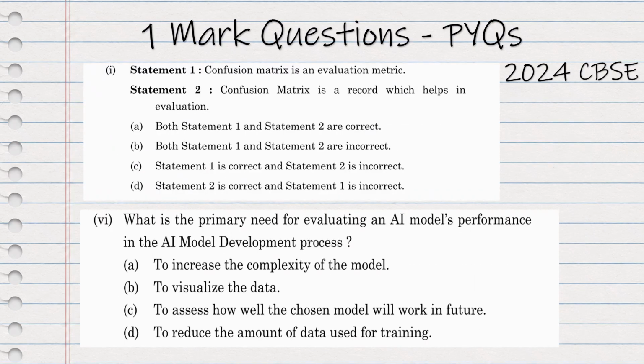Next question is, confusion matrix is an evaluation metric. Confusion matrix is a record which helps in evaluation. So here statement 2 is correct but statement 1 is not correct. It is a tool, not a metric. Accuracy, precision, recall, these are the evaluation metrics.